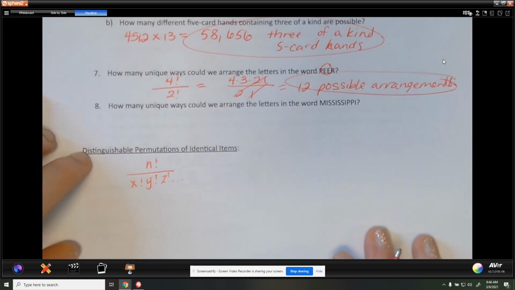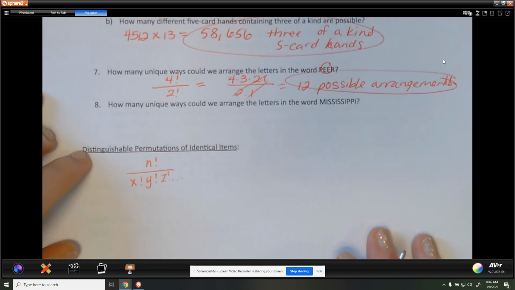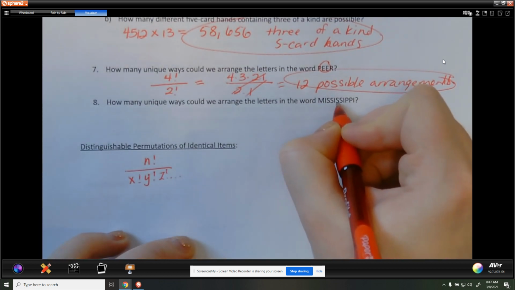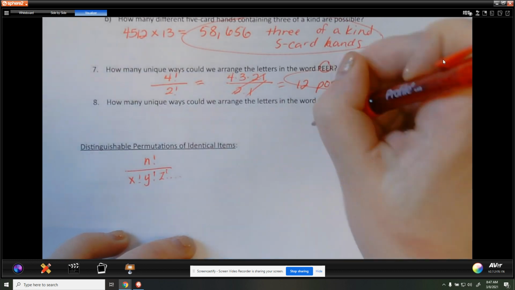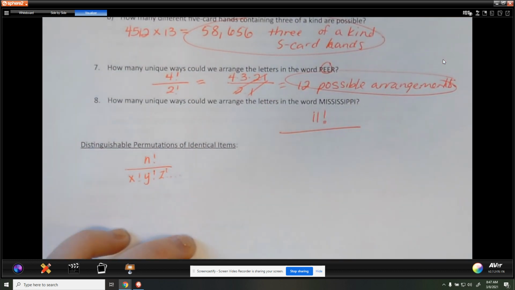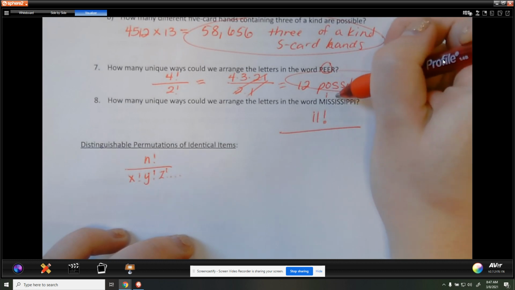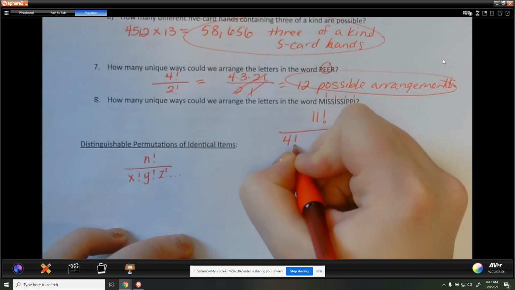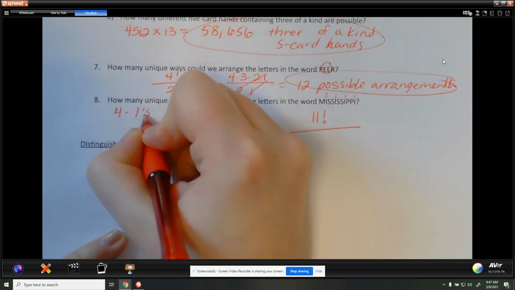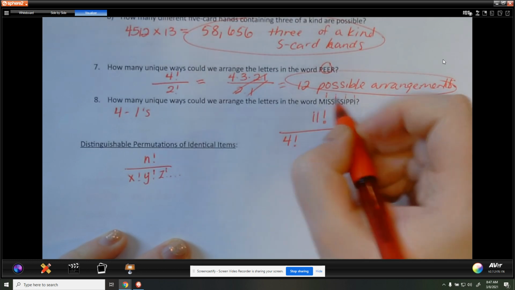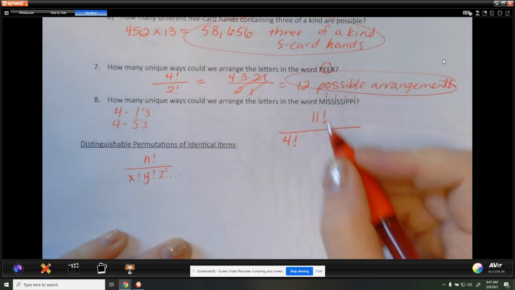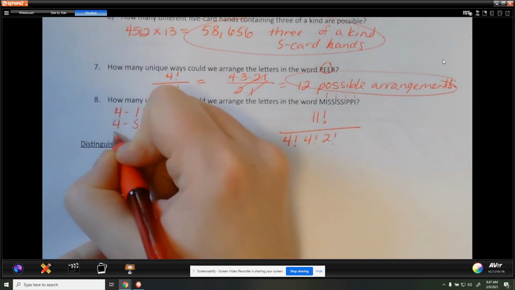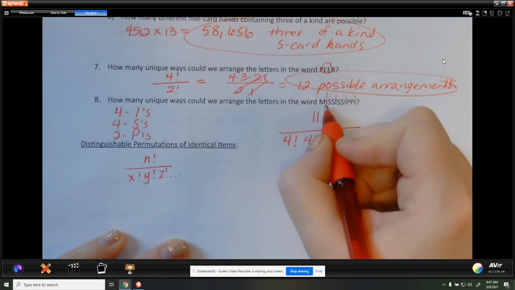Okay. And last one, how many unique ways can we arrange the letters in Mississippi? So we've got 1, 2, 3, 4, 5, 6, 7, 8, 9, 10, 11 letters total, 11 factorial on top. Now, we have 1, 2, 3, 4 I's, so we've got 4 factorial underneath. We've got 1, 2, 3, 4 S's. And we've got 1, 2 P's. All right, do I have any other repeats?